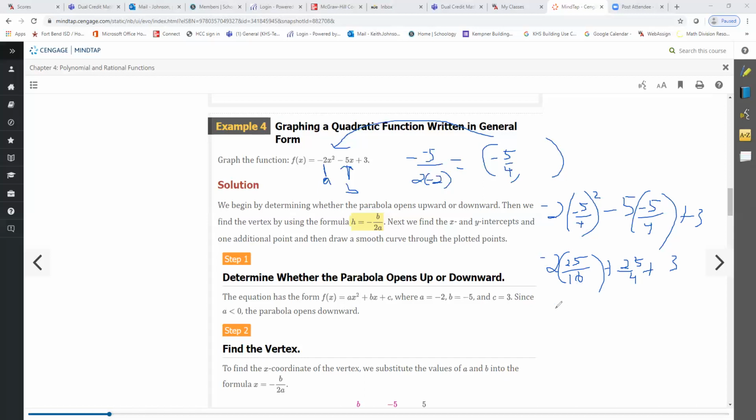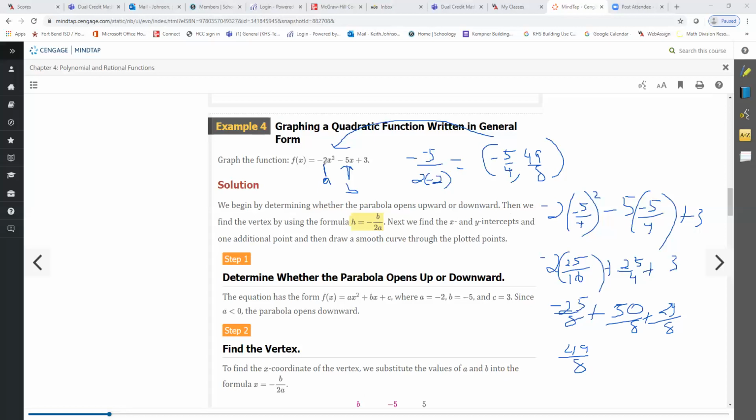If not, this is going to actually be negative 25 over 8 plus 50 over 8 plus 24 over 8, which is going to be negative 25, that's 25, it's 49 over 8. Okay, which is actually, it is reduced, 49 over 8. Okay, so there's my vertex.